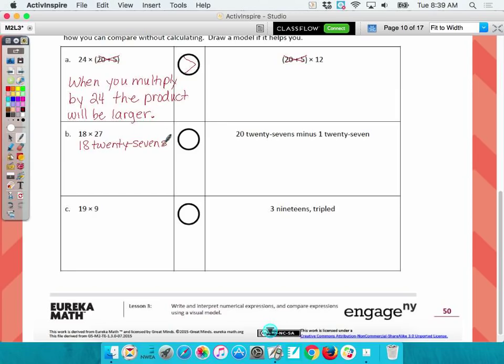Okay, because the other one's in unit form. And this one says 20 27s minus 1 27. So 20 minus 1, what do I have here? 19 27s. So which one's larger? 19. Okay, how can I answer that? 19 is larger than 18? Yep. Okay.